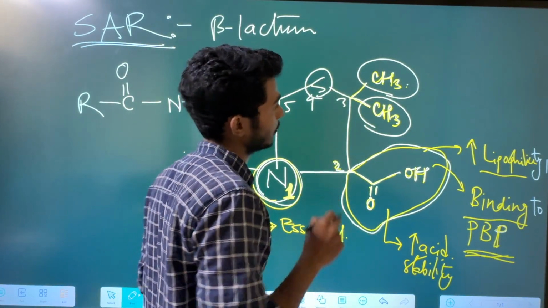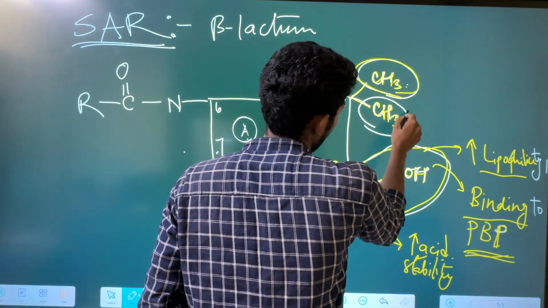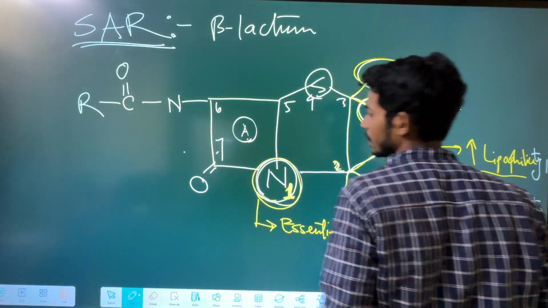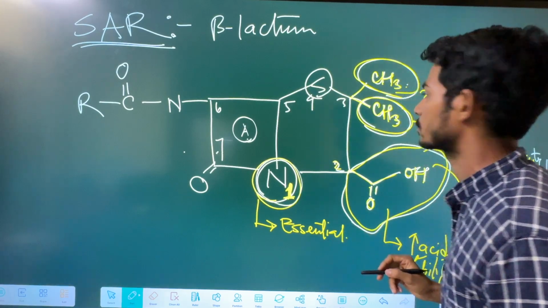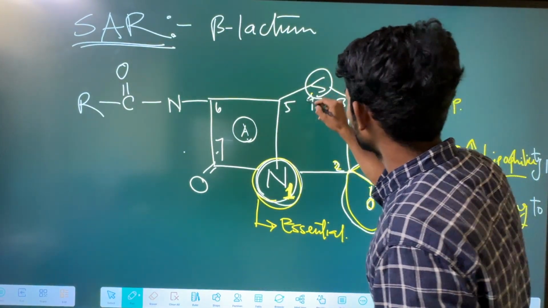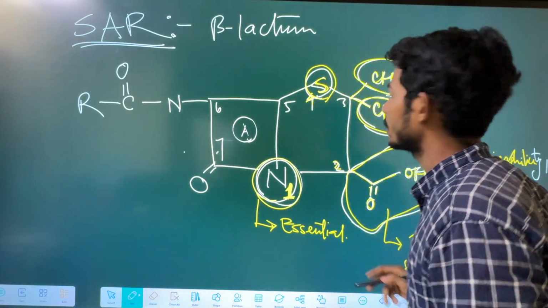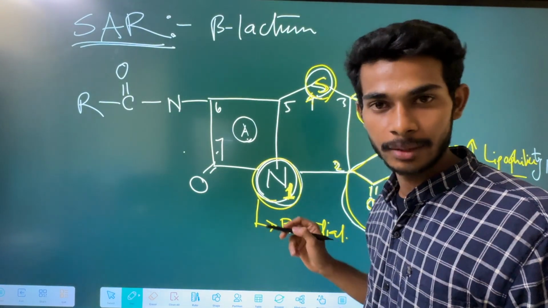Okay, and you can replace this one. Both the methyl groups are a characteristic property of beta-lactam antibiotics. You will see them in penicillin and also in cephalosporin. Next, in the fourth position you will see one sulfur present, and the presence of sulfur is very important for the activity of beta-lactam antibiotics.